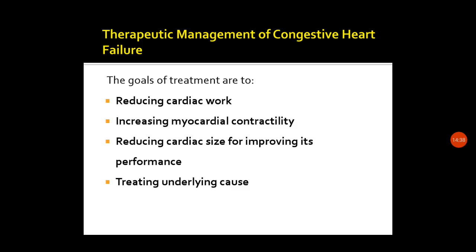So next is therapeutic management of congestive heart failure. The goals of treatment: the first is reducing cardiac work. The second is increasing myocardial contractility. The third one is reducing cardiac size for improving its performance. And the fourth one is treating the underlying cause. So we can see what management we are doing according to these goals of treatment.